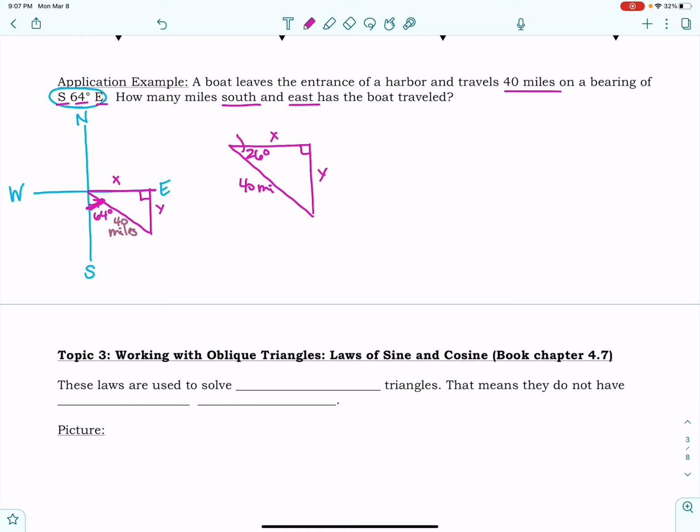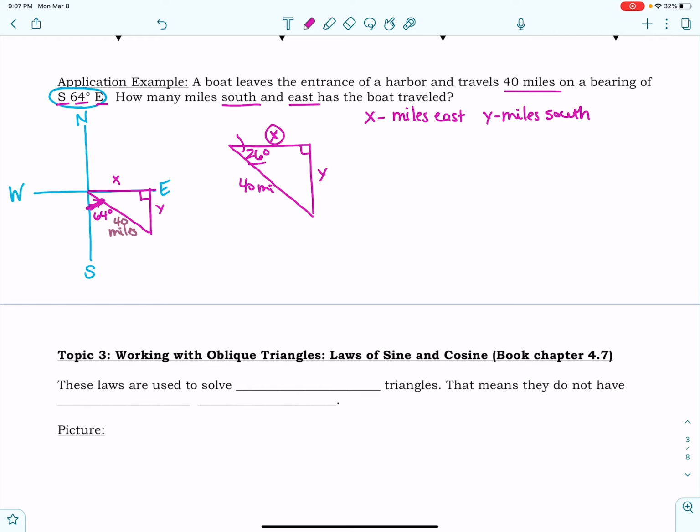Now I'm just going to remind you that the X represents the miles that were traveled east, and Y represents the miles traveled south, so we don't lose our bearing. Anyway, I'm using 26 degrees, and I'm going to find X first.